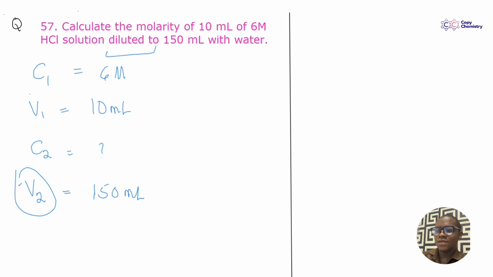Diluted to. If they said it was diluted by adding 150 ml of water, you start thinking about it. They added 150 ml of water to the 10 ml. That means the new volume of the solution will be 160. Okay, but that's not what we're dealing with right now. We just said it was diluted to 150 ml, so the final volume is 150 ml.